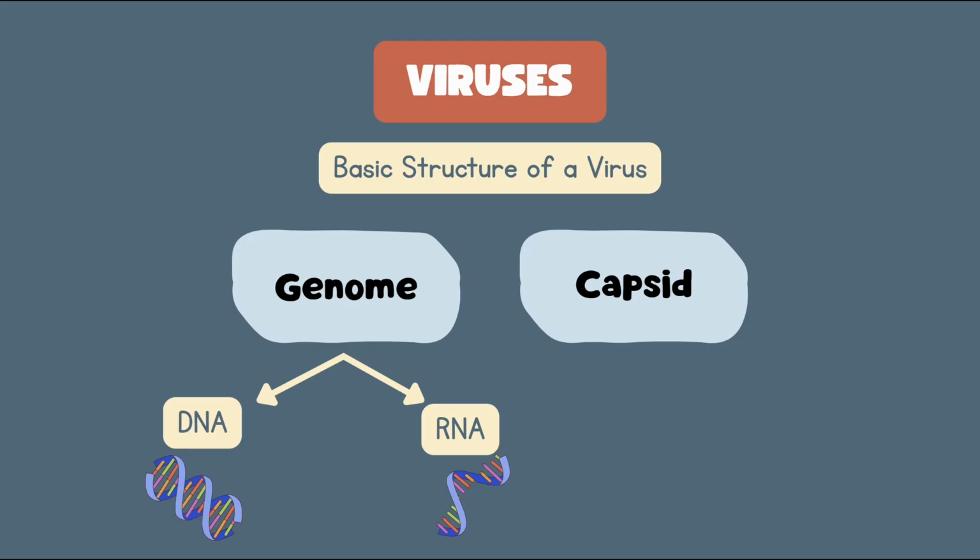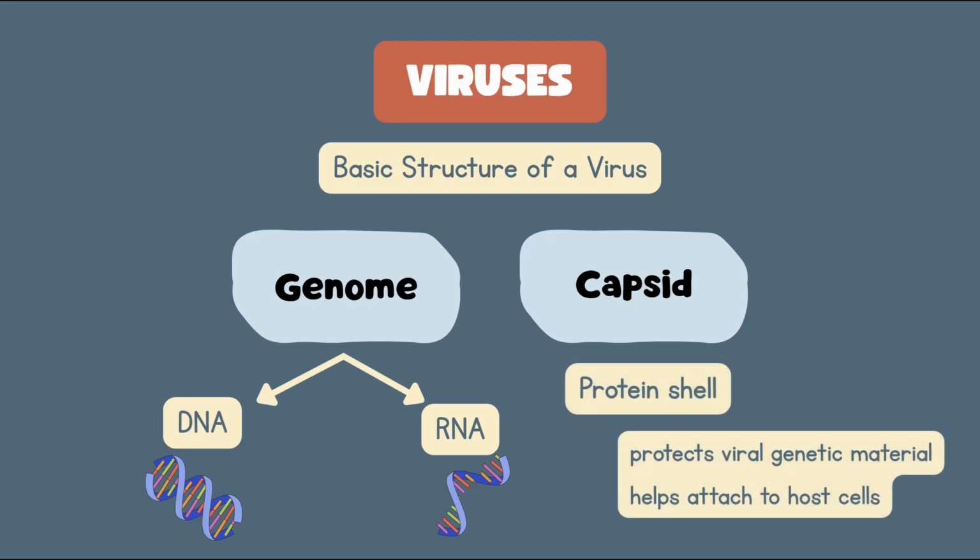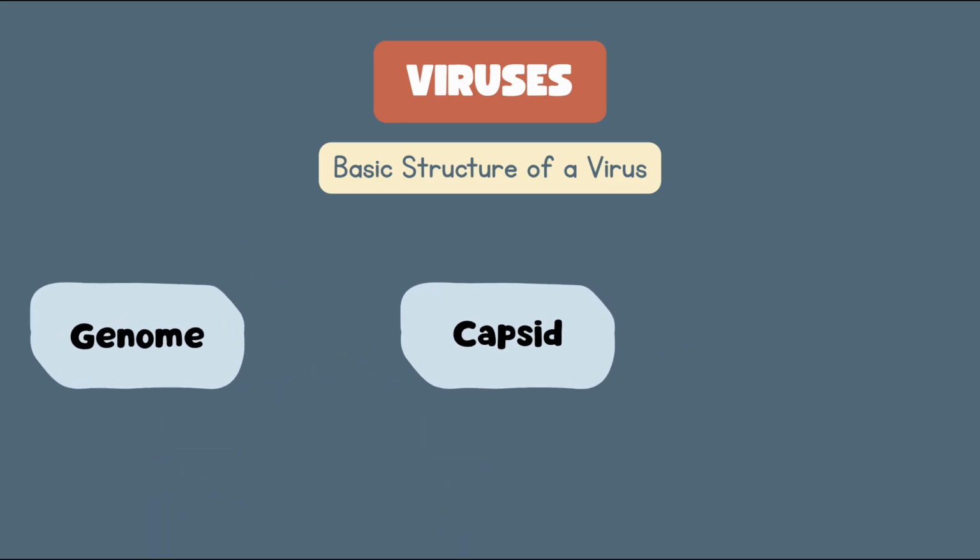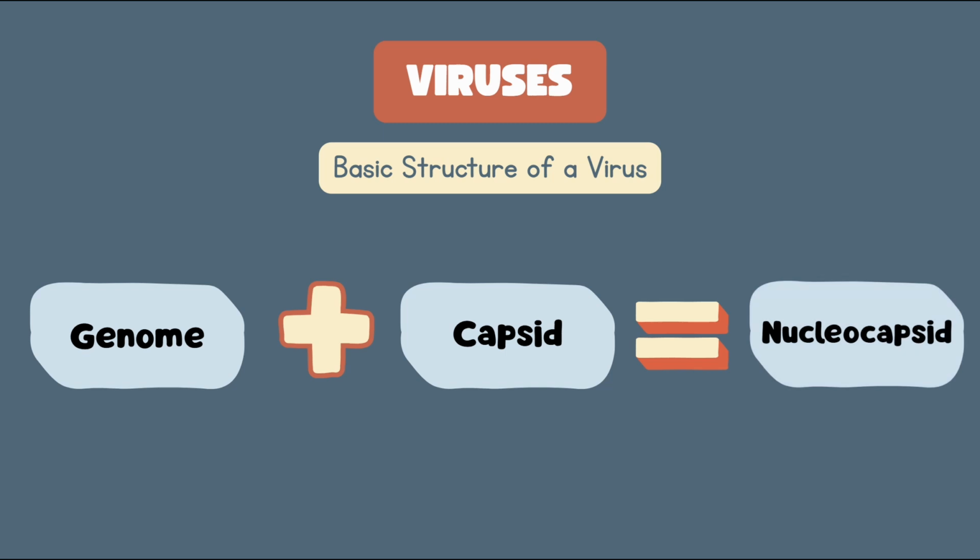Now, the second component, the capsid, is like a protein coat or a protein shell that surrounds the genome, and it protects the viral genetic material and helps attach it to host cells. Now, when the genome and the capsid are combined together, they form what is called the nucleocapsid.